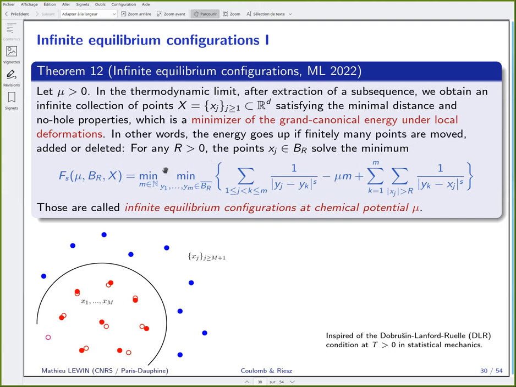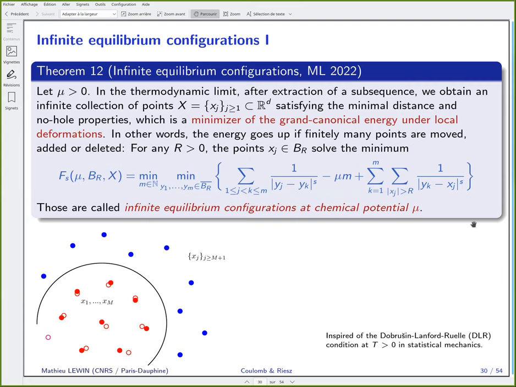the points inside this ball solve this minimum, okay, which is a little bit of the same kind as what we had before. So there is the interaction between the points in the ball, mu times the number of points in the ball. But of course, the points inside, they also see all the points outside which we have fixed. Okay, so it looks a little bit complicated. I'm sorry, but it's very easy. It's just saying that when you have infinitely many points, the way to define a minimizer is just by looking at local deformations and writing the difference of the deformed points minus the initial points, and remarking that it's just finite, thanks to the fact that you only get convergent series because you know these distances between the points. Okay, so this is what it means to be a minimizer of the problem in the whole space.